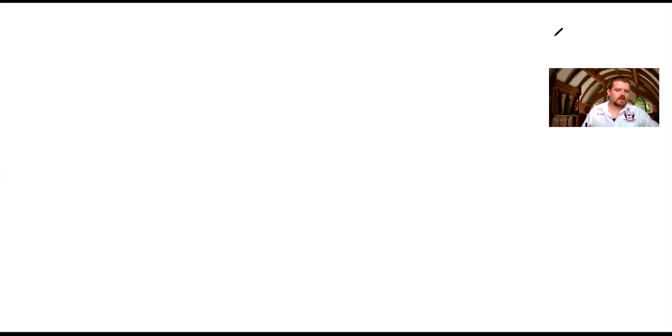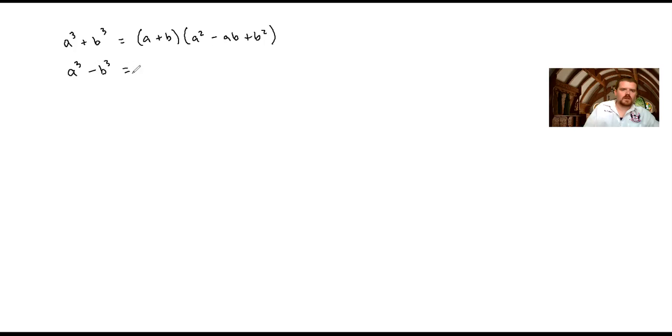However, the one special case I want you to be aware of is what's known as the sum or difference of cubes. So there are two formulas here. Your sum of cubes is a cubed plus b cubed, and that is equal to a plus b times a squared minus ab plus b squared. And the difference of cubes, a cubed minus b cubed, is equal to a minus b times a squared plus ab plus b squared.